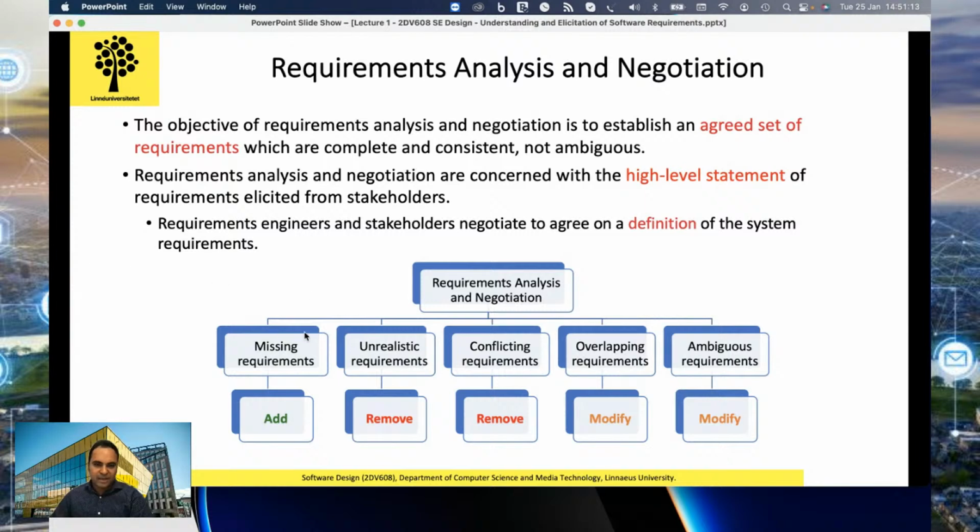For example, we might have missing requirements from some of the stakeholders. So what we do, we add the missing requirements. If we have unrealistic requirements that we found based on our requirements analysis and negotiation, we remove them. Same for the conflicting requirements, we remove them. And for the overlapping requirements or ambiguous requirements, we modify them to make them more clear, and so that they are independent, so they are not overlapping with other requirements. So this is part of the requirements analysis phase.